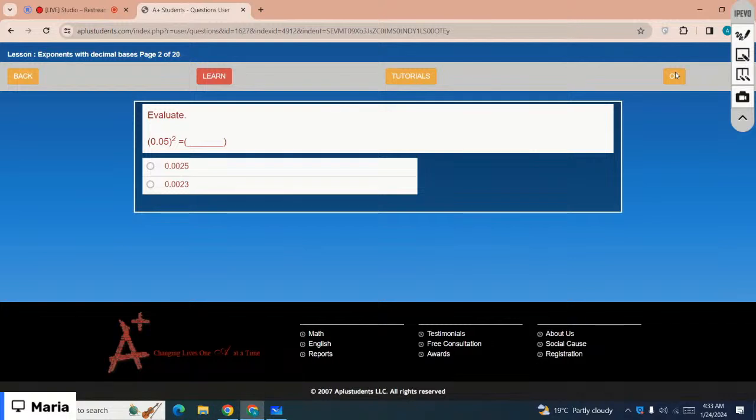The next one is evaluate 0.05 square. Which is the correct option? Option 1 or option 2?